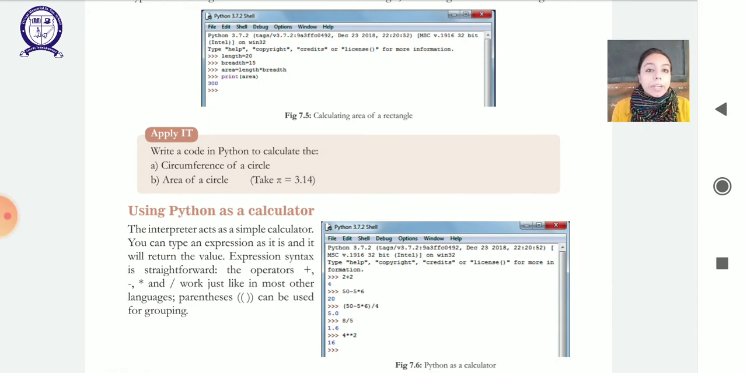Next we have, same way, one more example is given. Length is taken as 20, breadth is taken as 15, area is length into breadth, print area, the answer is 20 into 15, 300, right?